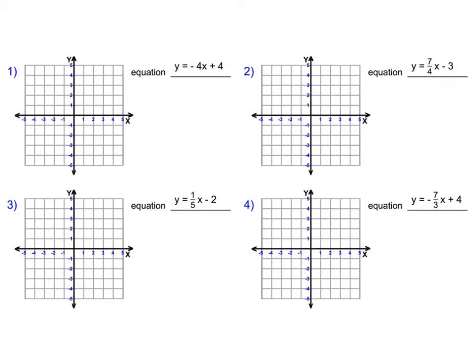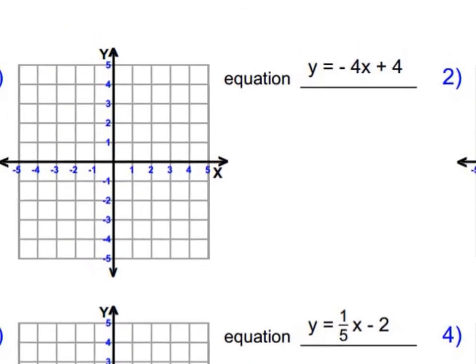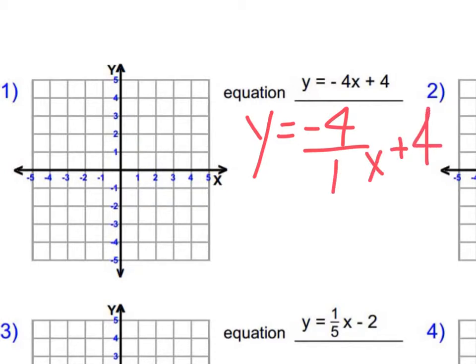Here are 4 problems. We're going to do these together, and then you're going to work on these on your own. So let's look at the very first one. It says y equals negative 4x plus 4. I'm going to rewrite this as y equals negative 4 over 1 x plus 4, because I want to remember that this equation means rise over run, and I see it's negative 4, meaning we're going to go down, and then 1 to the right.